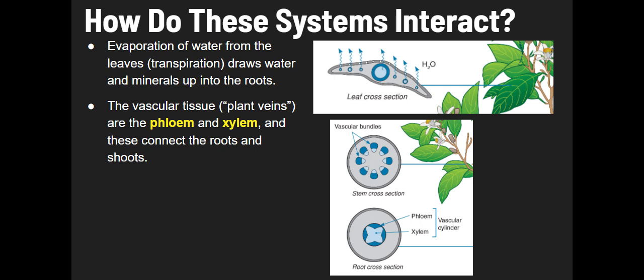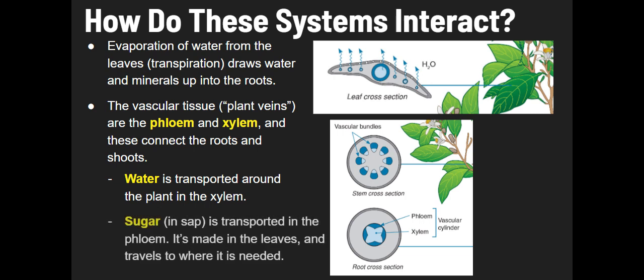And the vascular tissue, which you can think of like the veins in the plant, is the phloem and the xylem, and these connect the roots and the shoots. Water gets transported around the plant in the xylem, and sugar in sap is transported in the phloem. It's made in the leaves and travels to where it's needed.